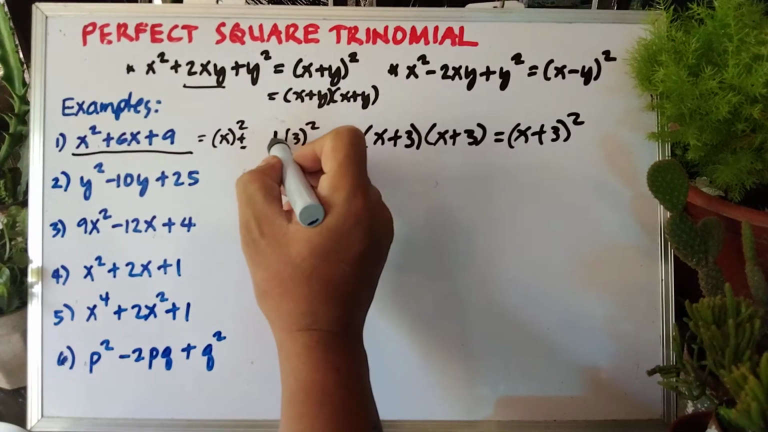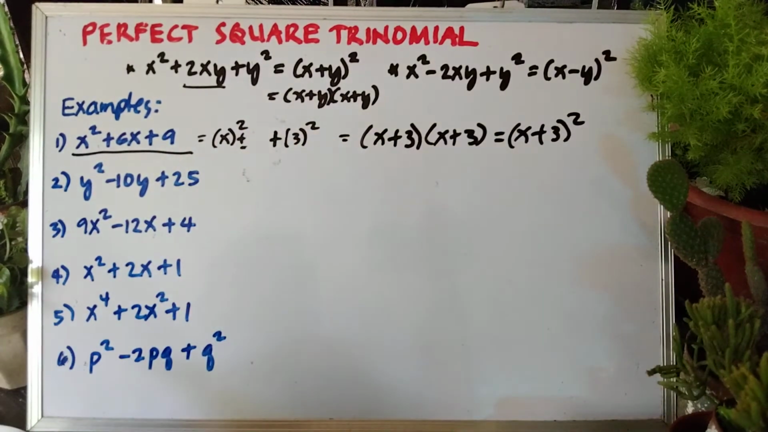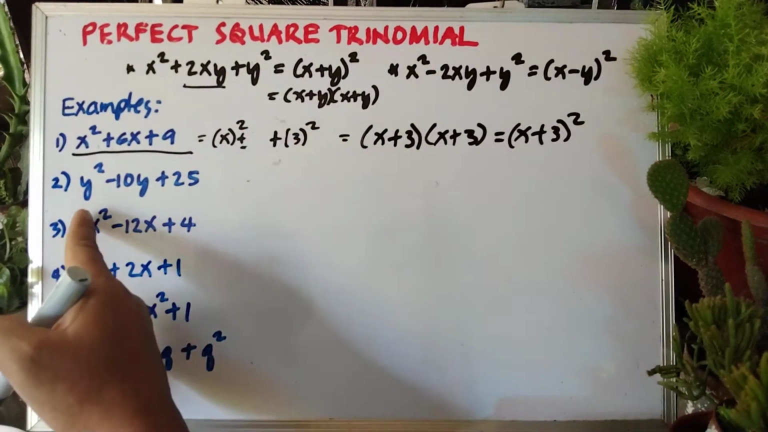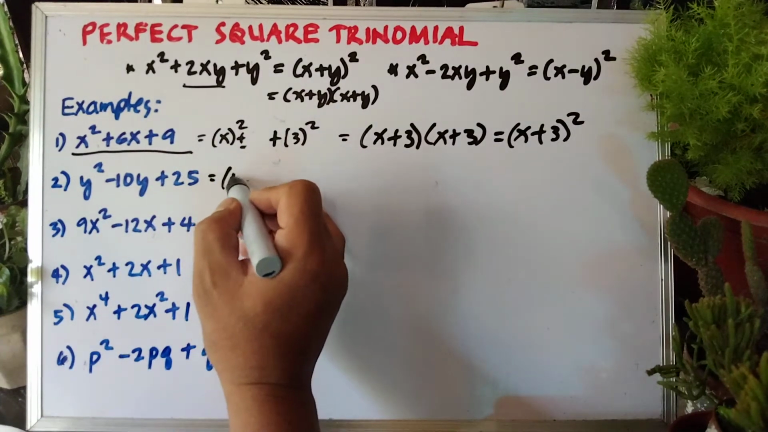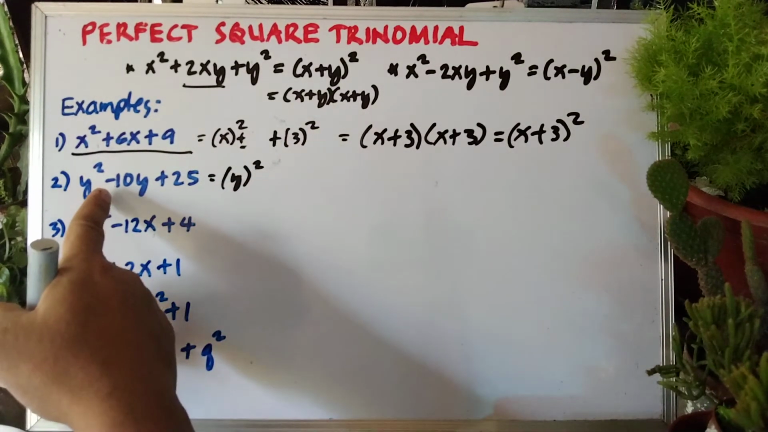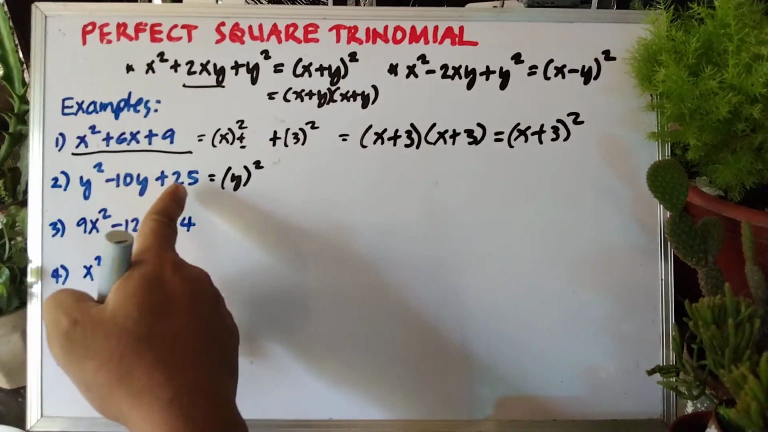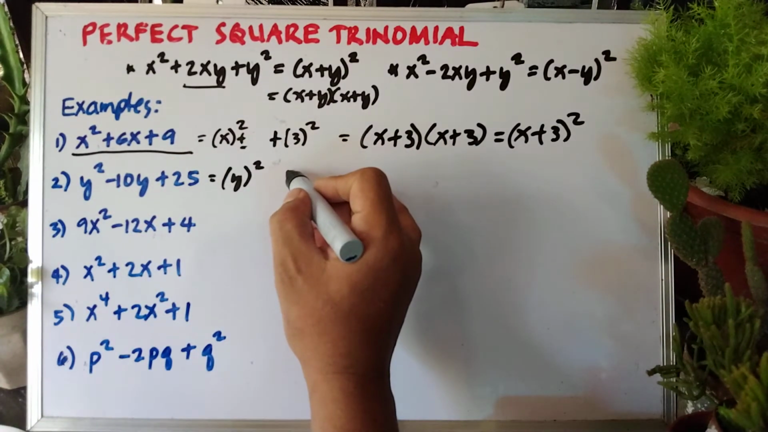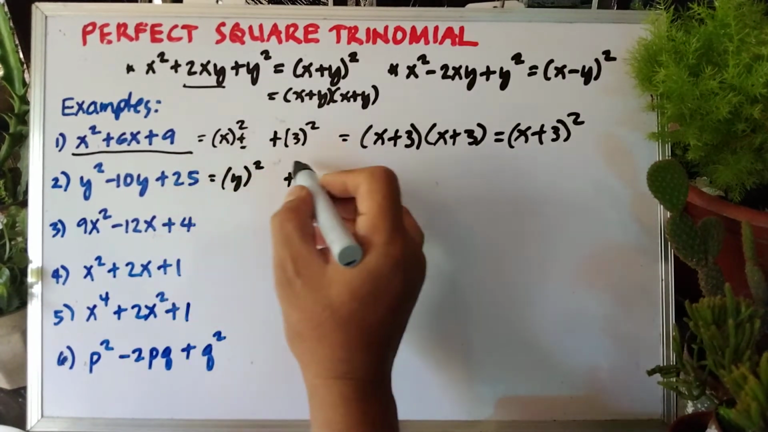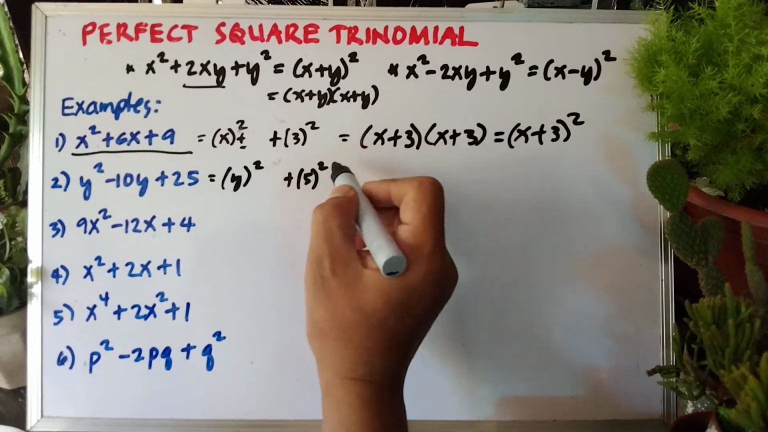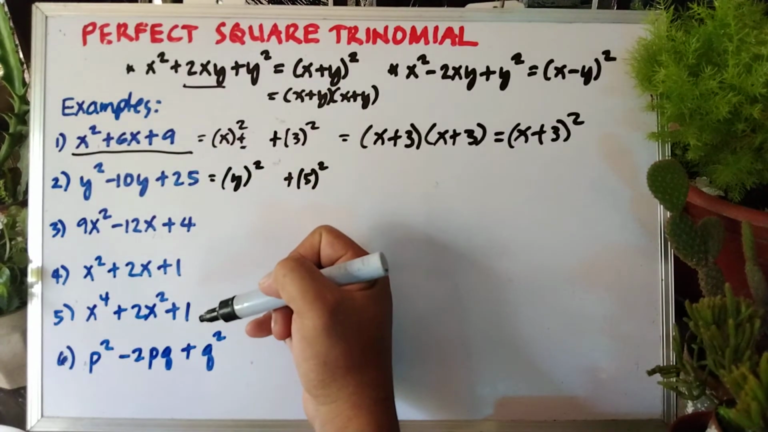Okay? Now, let's move on to example number 2. Okay. What is the square root of the first term? We have y squared. We already know that it is minus. So what's the square root of the last term? What is the square root of 25? We have 5 squared. Okay?